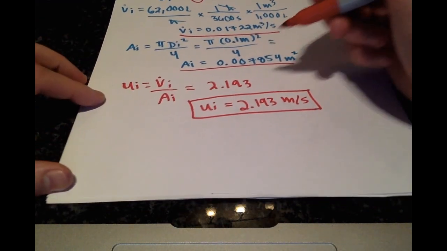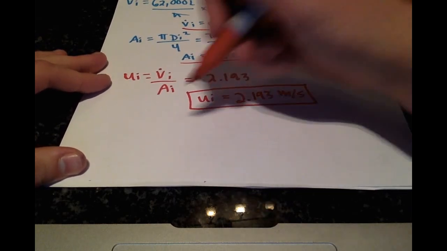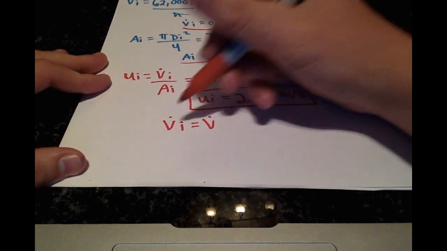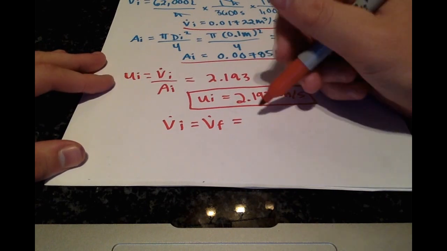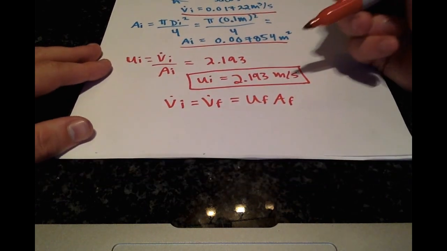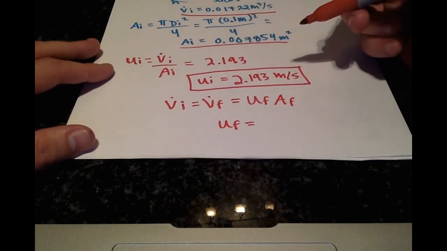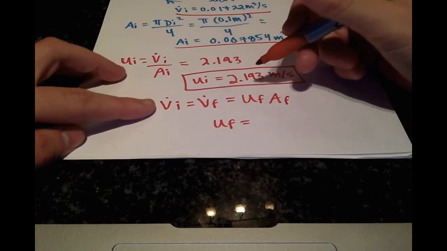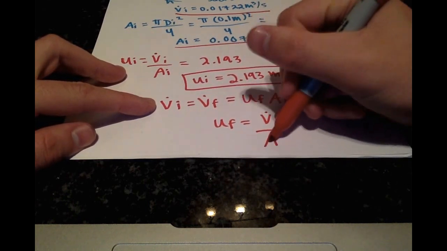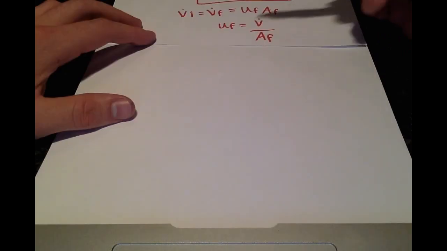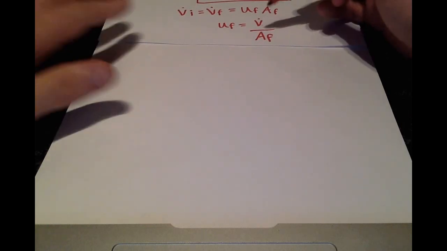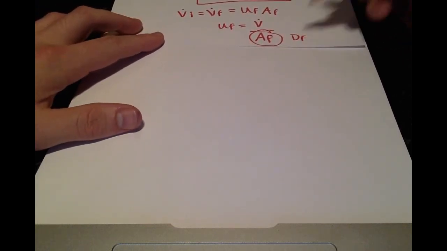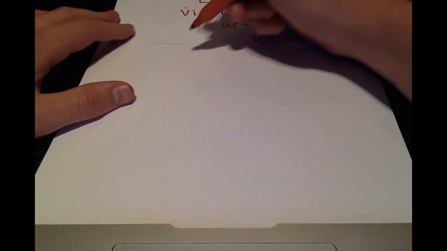Okay, and we're going to do the same exact thing for the final linear velocity, because the volumetric flow rate initial equals the volumetric flow rate final. We can do the same exact thing again and get our final linear velocity by taking the volumetric flow rate and dividing it by the final area. Alright, but before we can get our final linear velocity, we're going to have to calculate our final area with our final diameter.